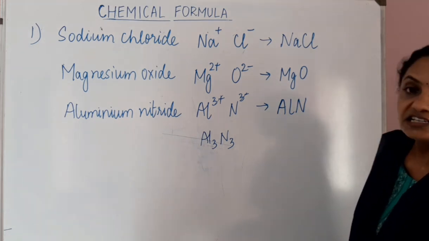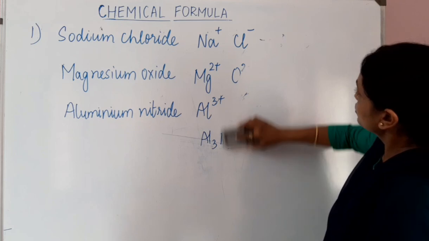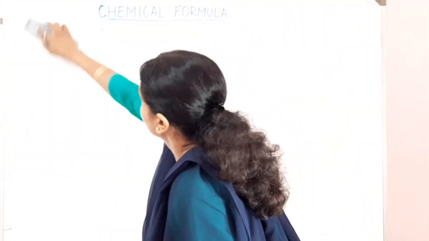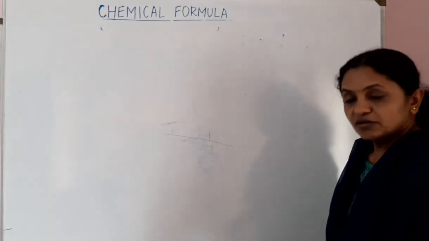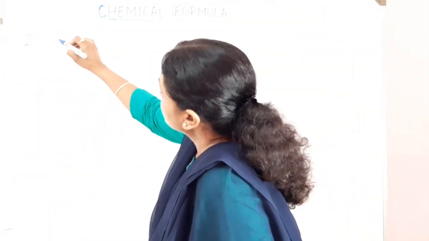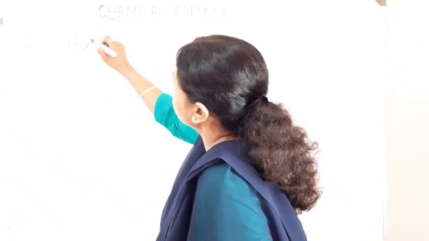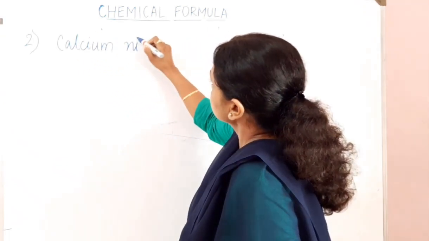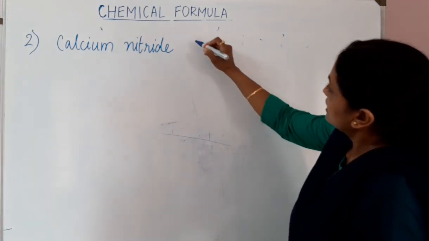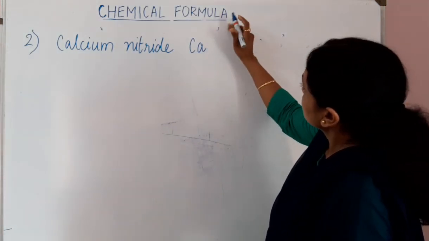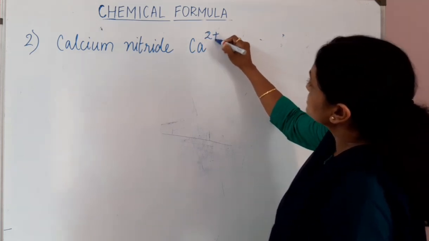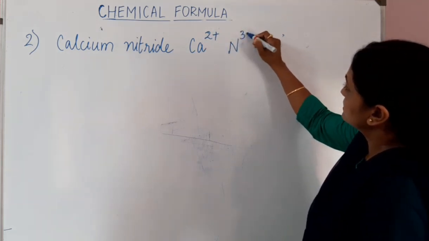Now let us understand rule number 2. So what is rule number 2? Rule number 2 is when they are not having similar charges. For example, let us take calcium nitride. Now in calcium nitride, again we will write the positive radical and negative radical side by side. Calcium is 2 plus and nitride is 3 minus.